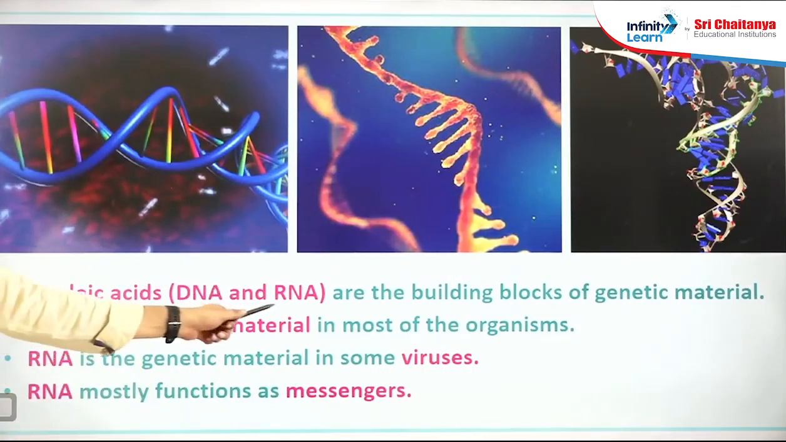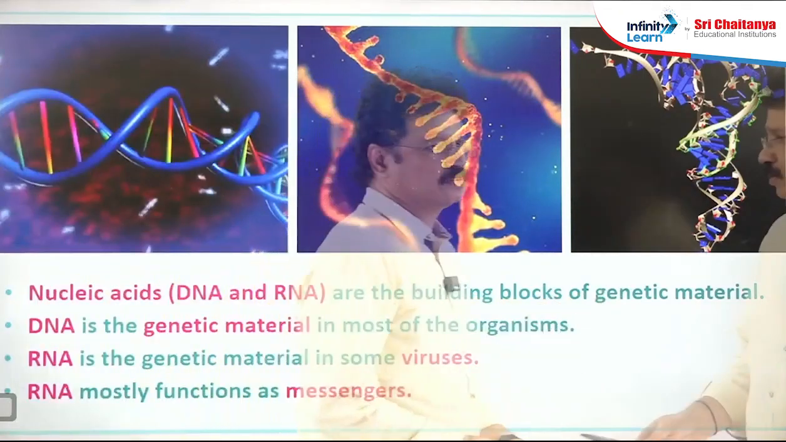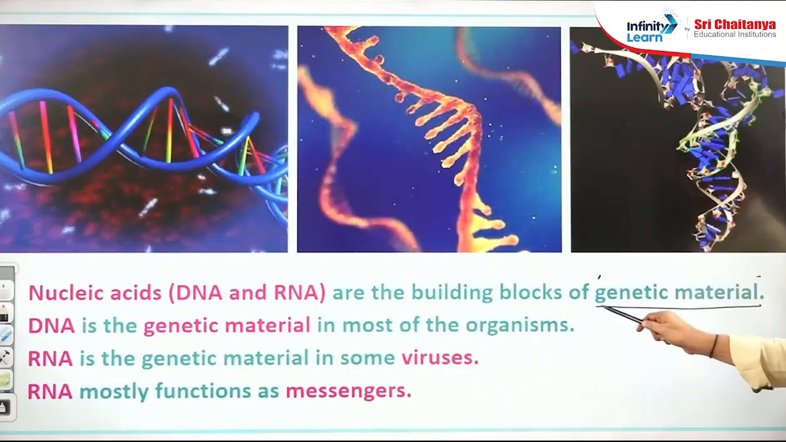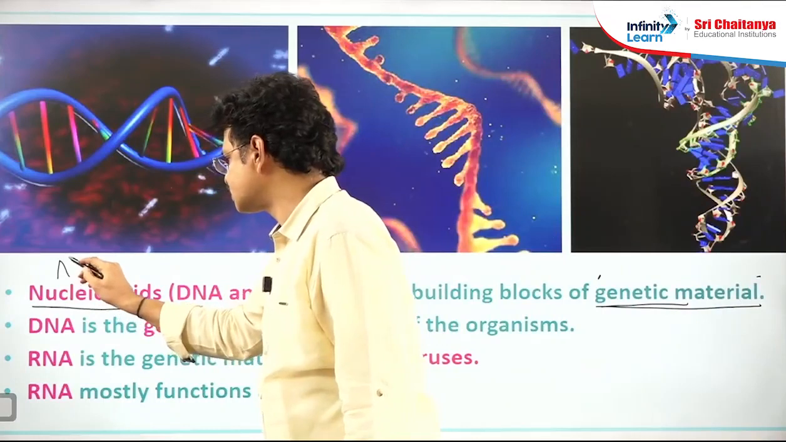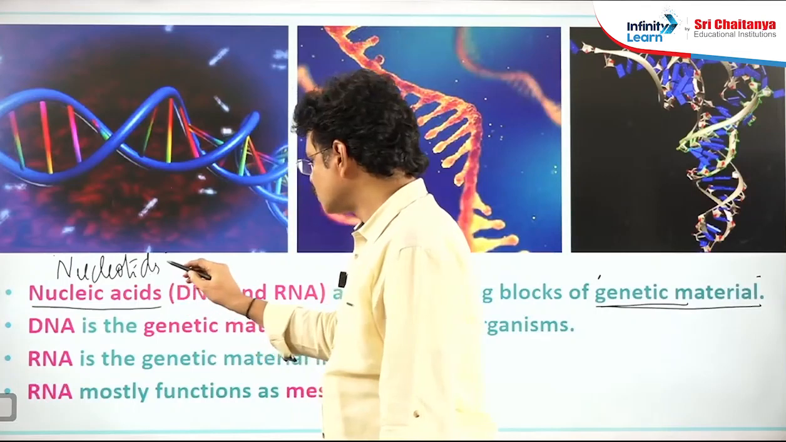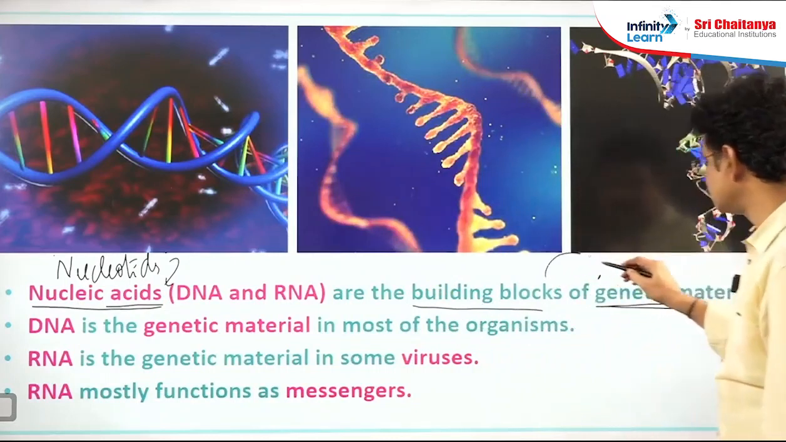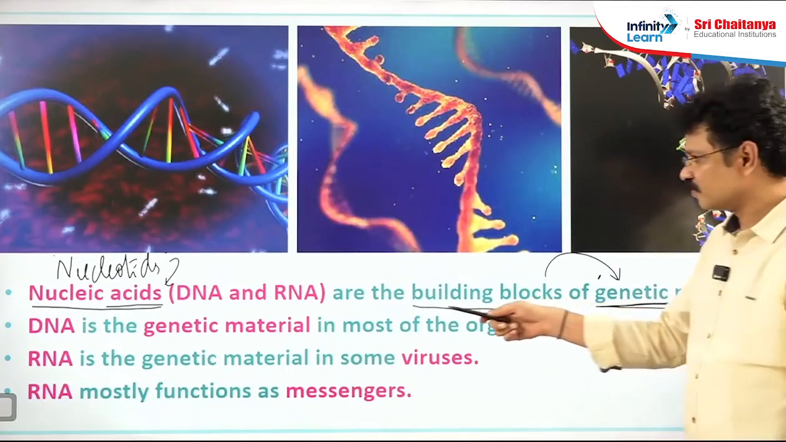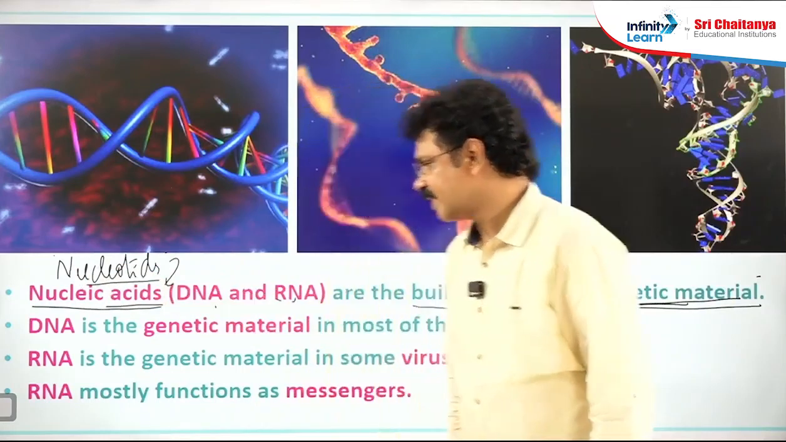Observe here, nucleic acids are the building blocks of genetic material. Genetic material is made up of nucleic acids. Nucleic acids are made up of nucleotides. A little bit of confusion here, be alert. Nucleotides are the building blocks of nucleic acids, but nucleic acids are the building blocks of genetic material. It means genetic material is made up of DNA and RNA, and DNA and RNAs are made up of nucleotides.